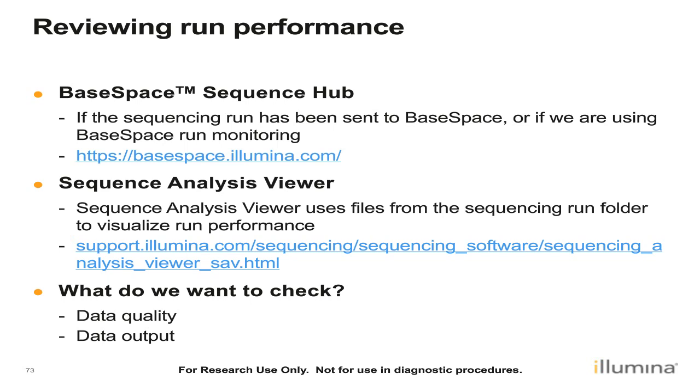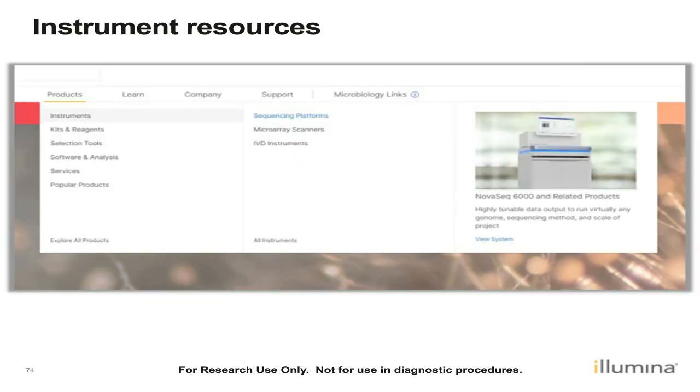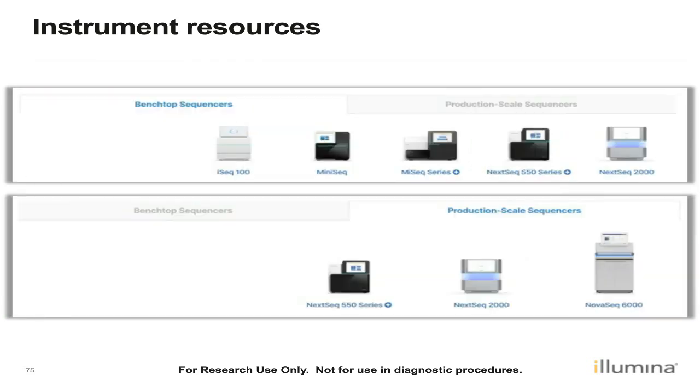Let's take a quick look at instrument resources. If you navigate to illumina.com, you can select Products, then Instruments, then Sequencing Platforms. Then you can toggle between the benchtop sequencers and the production scale sequencers to find the platform you're interested in. In the following slides, I will show the MiSeq instrument pages.